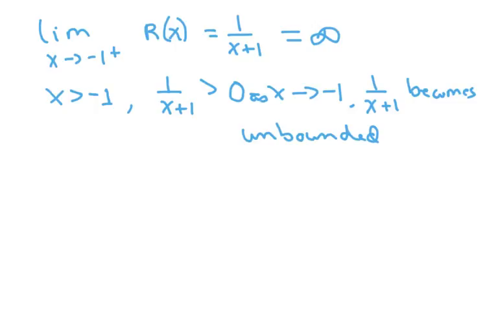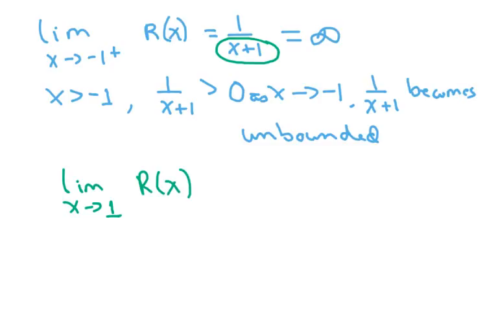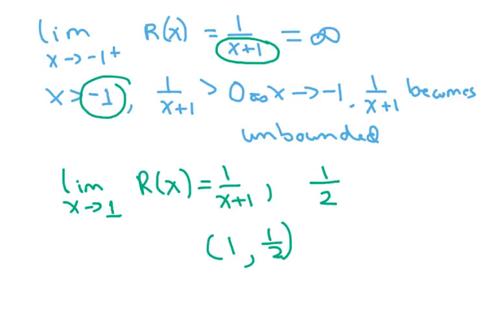We also have to do when x is 1, because when you plug in 1 in here, you're going to get a hole. So let's try the limit as x approaches 1 of r of x, which equals 1 over x plus 1. And when you plug in 1, you get 1 over 2. So when x is 1, y is 1/2, and you have a hole there. So basically we know that negative 1 is going to give us an asymptote because you have 0 in the denominator here. And then we're also going to have a hole.